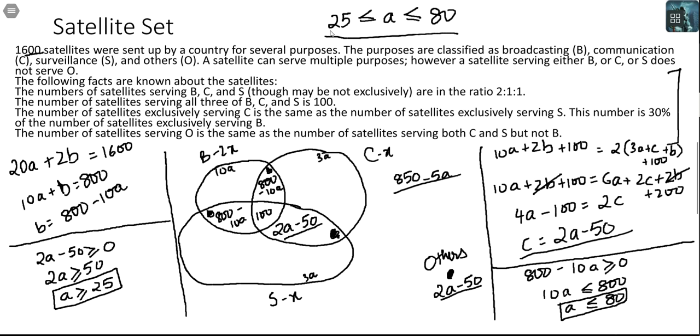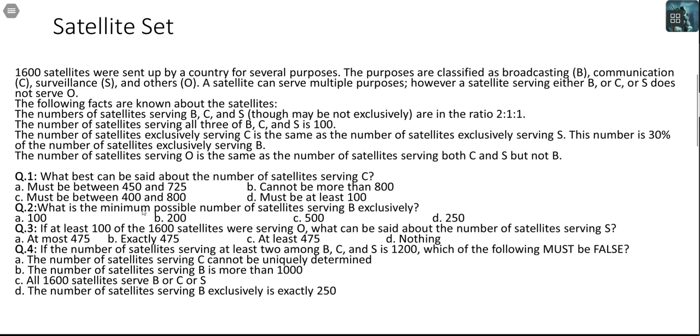Now, if a was taken as 25, one of the limits, I would get 850 minus 125, so I would get one limit as 725. If a was taken as 80, 5 into 80 is 400, and 850 minus 400 would lead me to 450. Therefore, the number of satellites serving C would be 450 to 725, and that is option A. So we mark that as the answer.